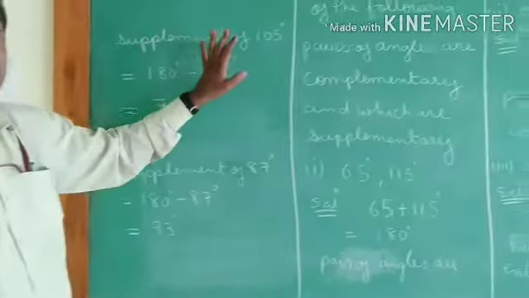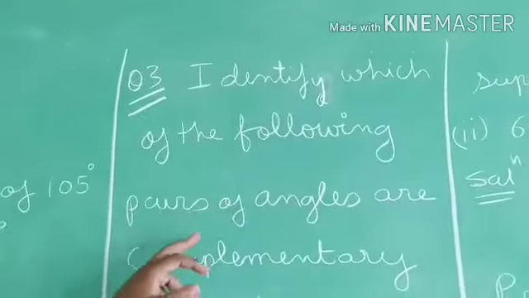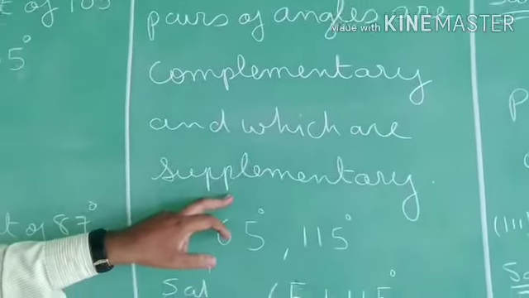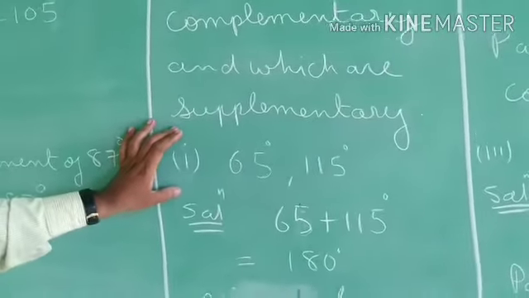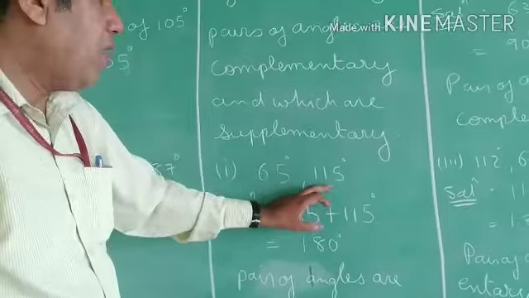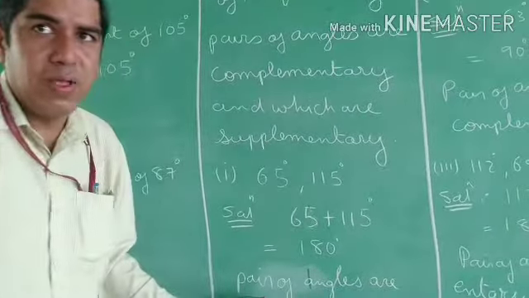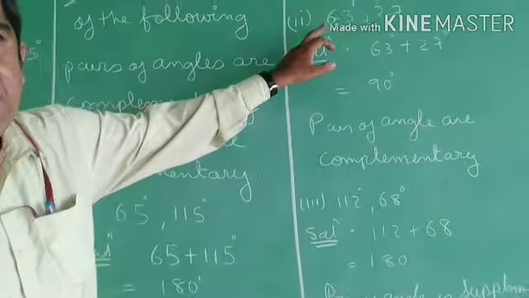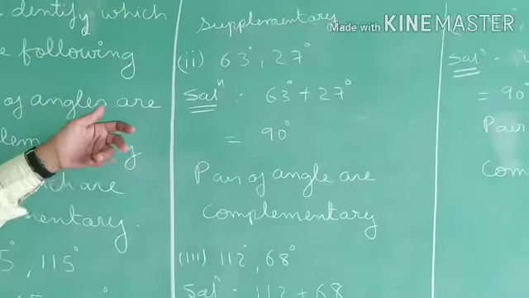Now question number 3. It is given here: identify which of the following pairs of angles are complementary and which are supplementary. Means they are not given to us, we have to verify or check. Now part 1, 65 and 115. So I will add both the angles. You can see the answer is coming 180. It means the pair of angles are supplementary. If it is coming 180, it is supplementary. If it is coming 90, it is complementary.